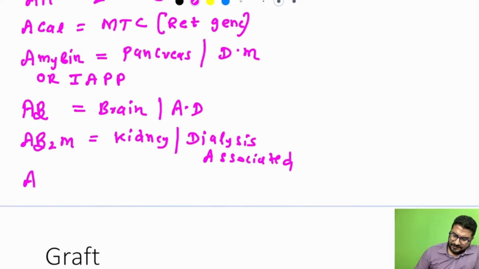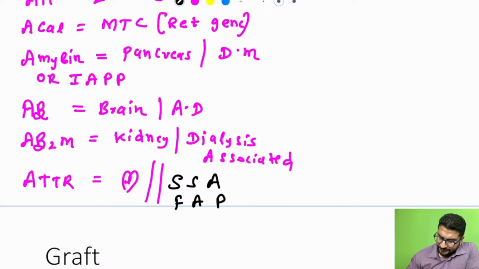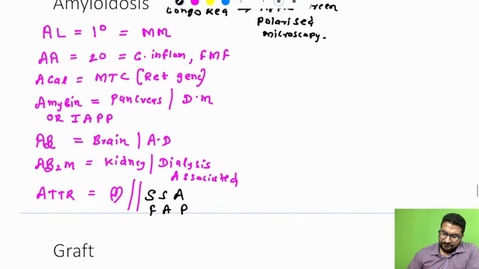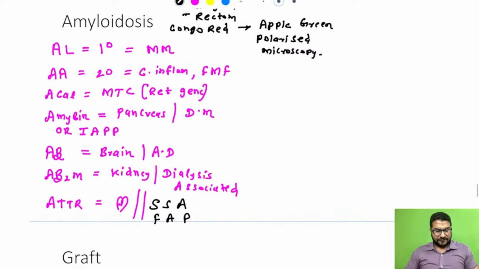Then the last important amyloid is ATTR. It is present in your heart, and it is also important in two familial syndromes. First is called senile systemic amyloidosis, and familial amyloidotic polyneuropathy. So these are the various types of amyloid which you have to remember.